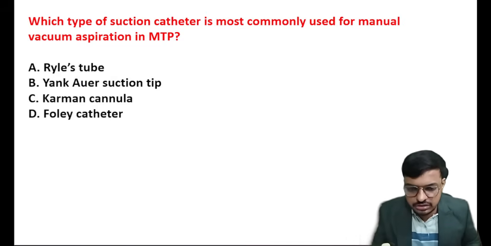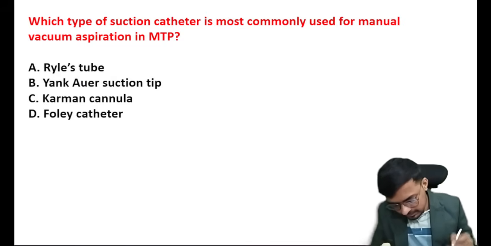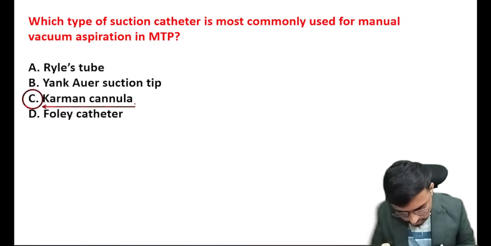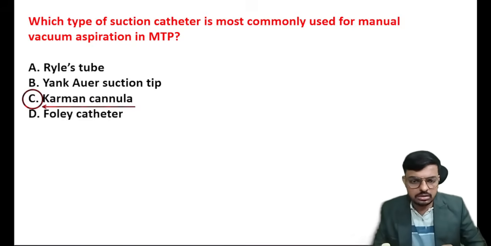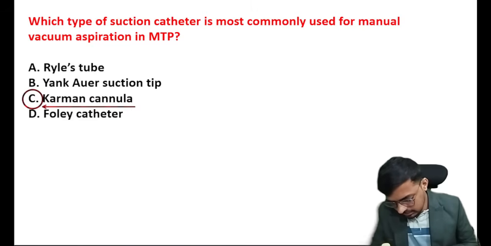Which type of suction catheter is most commonly used for manual vacuum aspiration in the MTP? We have already discussed this one, an image based question. The Karman cannula is the most commonly used type of cannula in manual vacuum aspiration in the medical termination of the pregnancy. The image has also been shown, this particular Karman cannula.